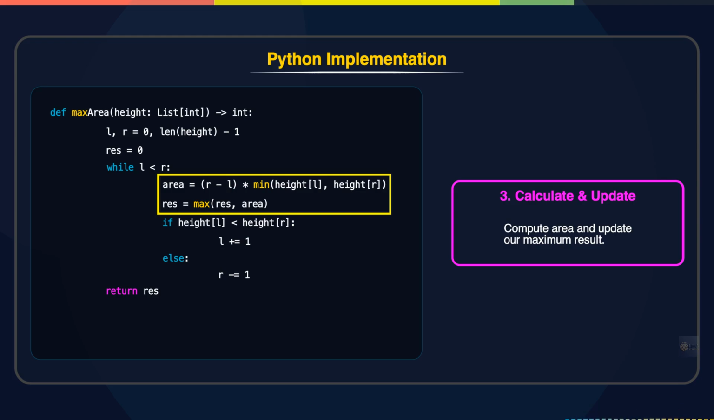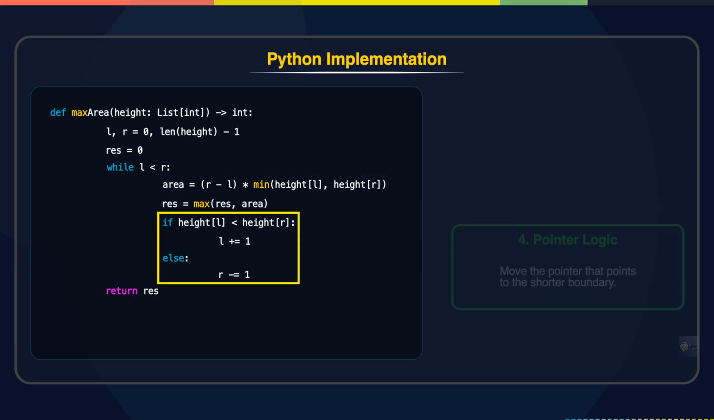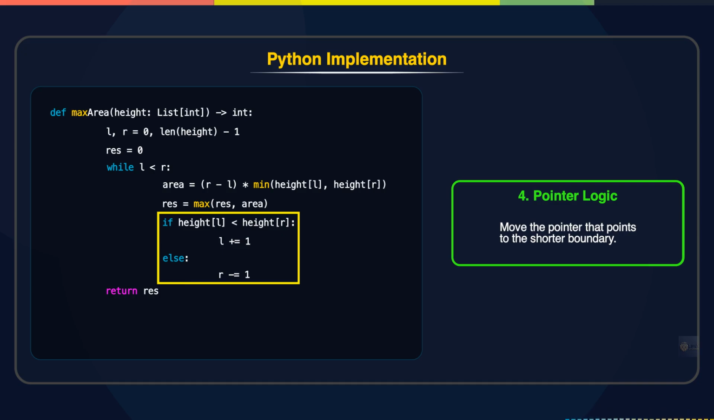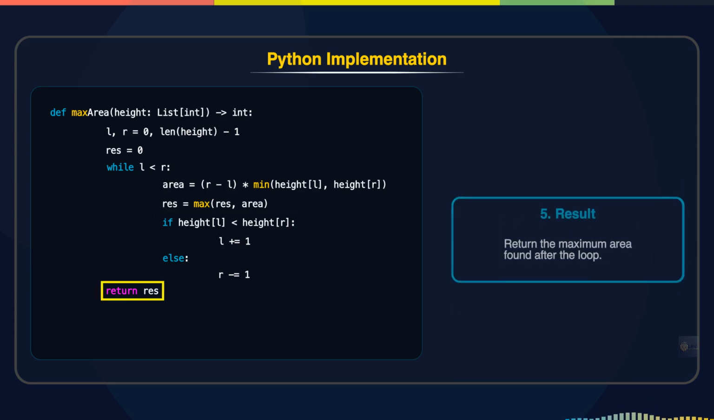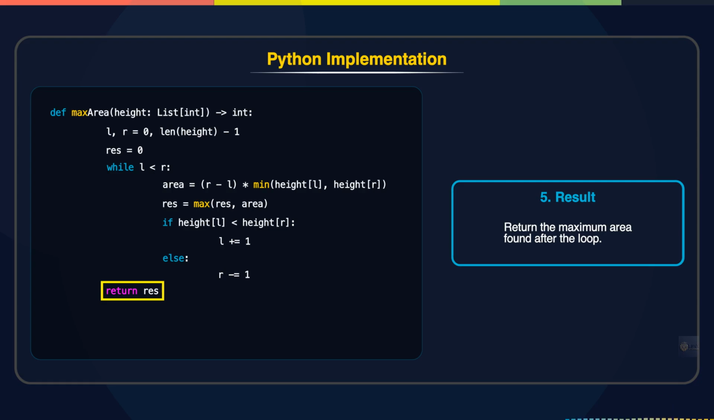We update our result using the max function. Then, the crucial step. If the left boundary is shorter than the right, we move the left pointer inward. Otherwise, we move the right pointer. This greedy approach ensures we never miss a potential maximum.